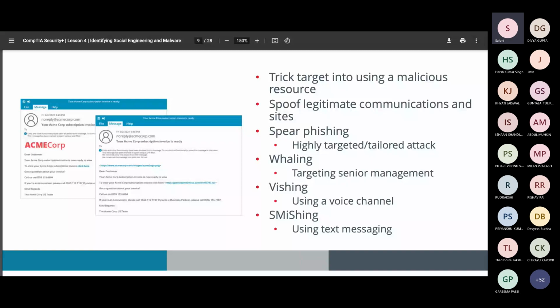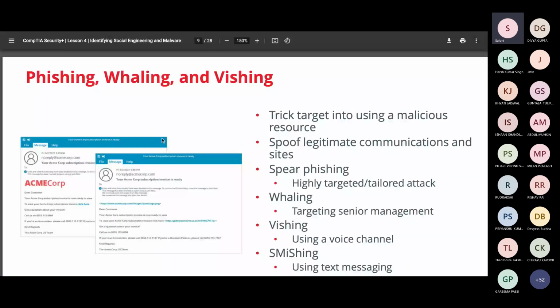Then we have smishing, that is basically using text messages. Short message service जो होती है हमारी SMS text communication. So that is basically being used in smishing. So we have phishing, vishing, smishing, whaling, and spear phishing. Is it clear to you all?